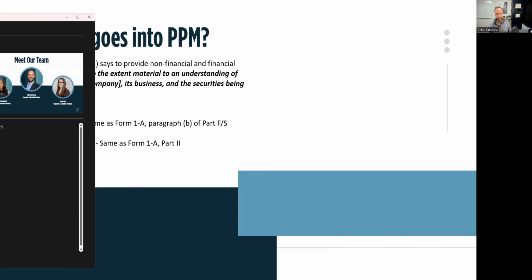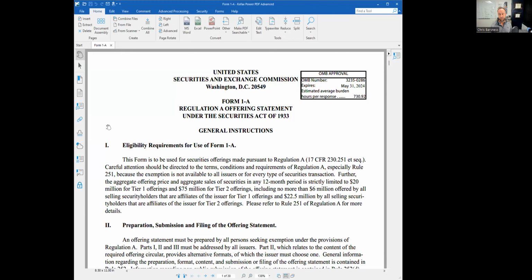So let me show you a copy of what that looks like. Let me share that screen so you can see what that exact form looks like. All right, so here is Form 1A. Basically, this is a Reg A, Regulation A offering, and the list of information you would provide under Reg A, which is different than Reg D, but Reg D references back to, here's our recommended areas that you should cover in your PPM.